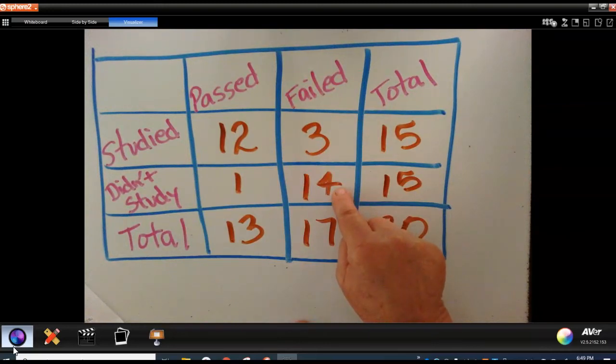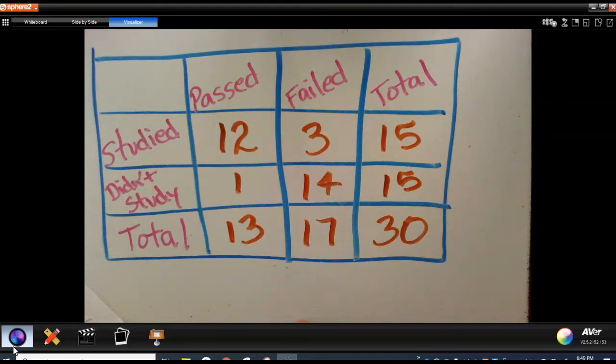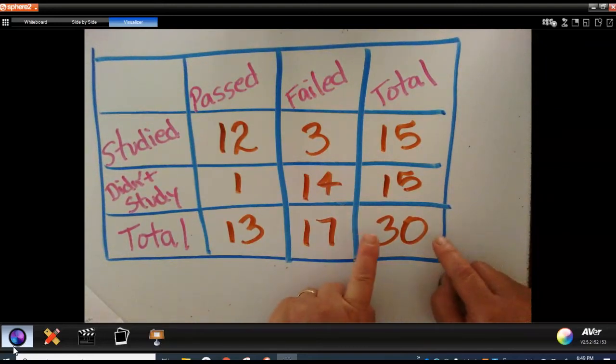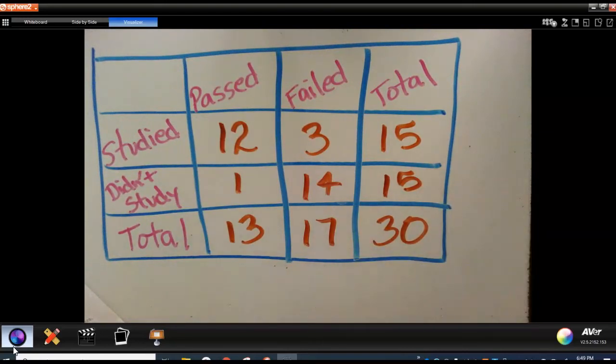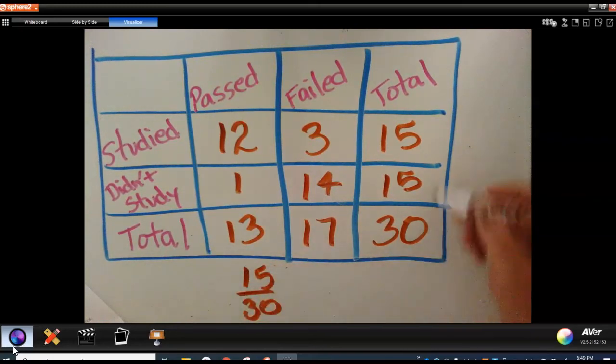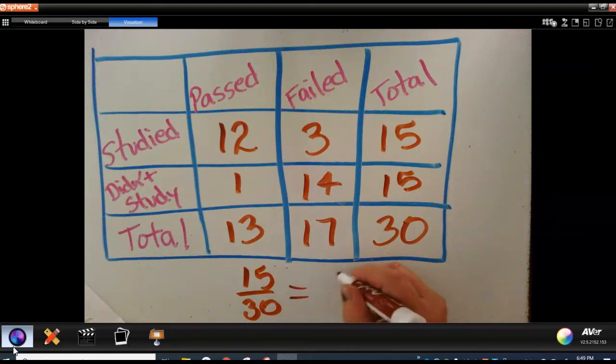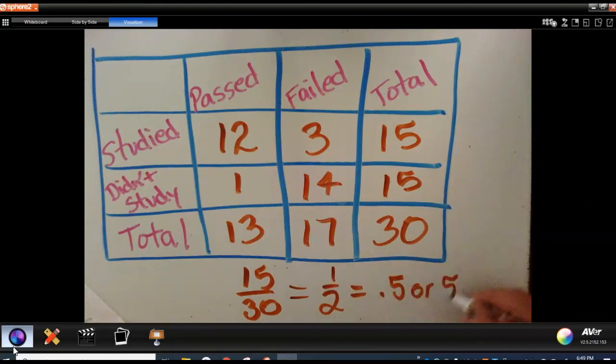14. What percentage of students didn't study? So if we have 30 students total, and here are the number that studied, and here are the number that didn't study, it's very easy to figure out that 15 out of 30, right? Remember, you're always writing this over the total number. So this is 1/2, which is 0.5 or 50%.